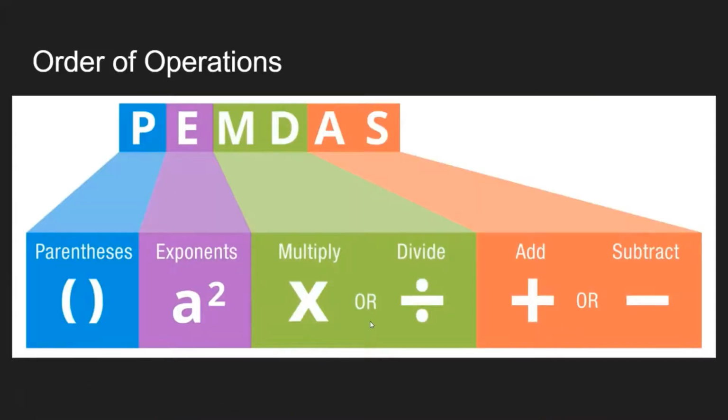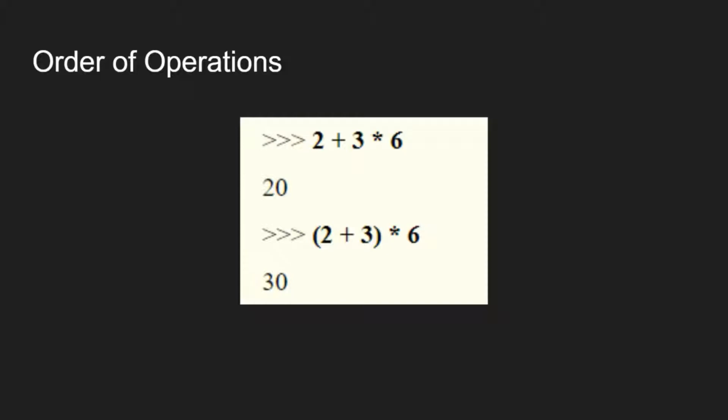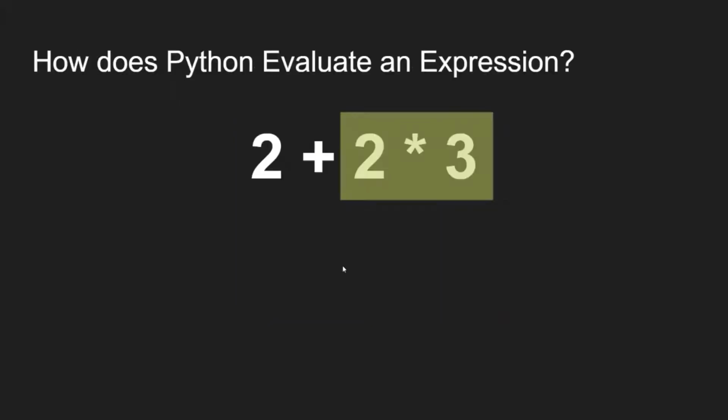It's important to note that Python does follow the order of operations. So taking that into account, this first line first evaluates 3 times 6 because of order of operations, and then adds 2. So 18 plus 2 is 20. However, this line, because of the parentheses, 2 plus 3 is evaluated first, which is 5, and then 5 times 6 is 30. To break it down more graphically, this is our original expression.